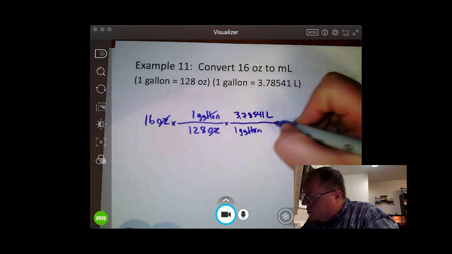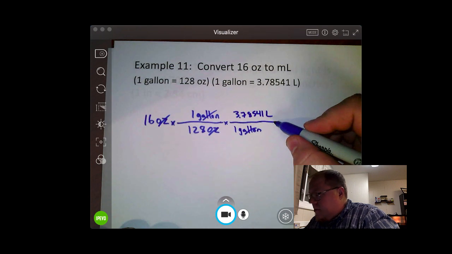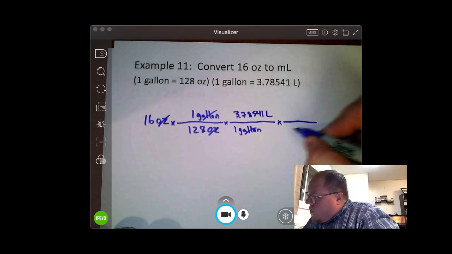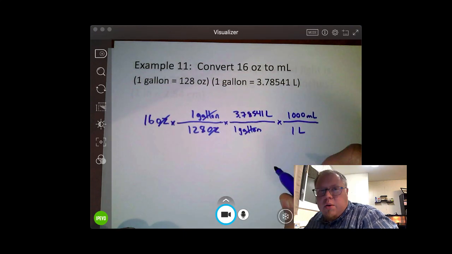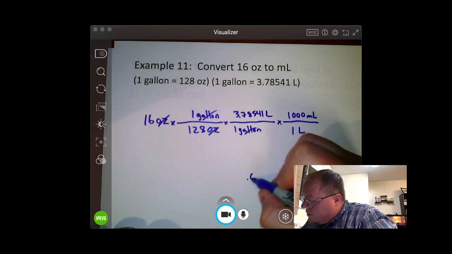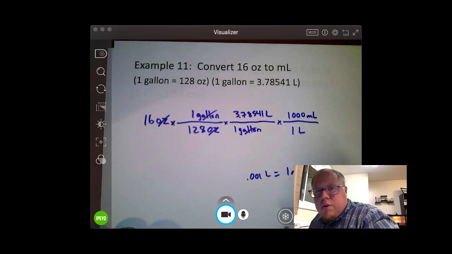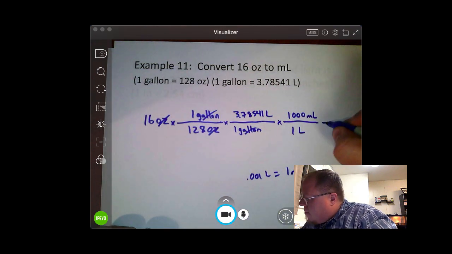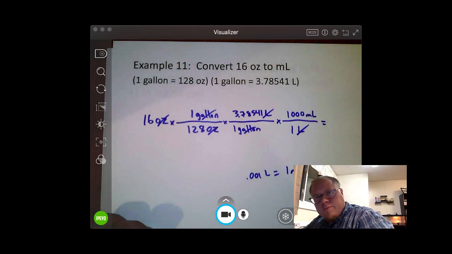And I'm going to look for the 3.78541 liters. Okay, so now I've got liters, not gallons, but I want milliliters. Well, 1 liter is equal to 1,000 milliliters. That's how they're equal. Or you could think of it as 0.001 liter is equal to 1 milliliter. Okay, you could also put that up there and get the exact same answer. And that will make liters divided by liters, so that will cancel. All right?